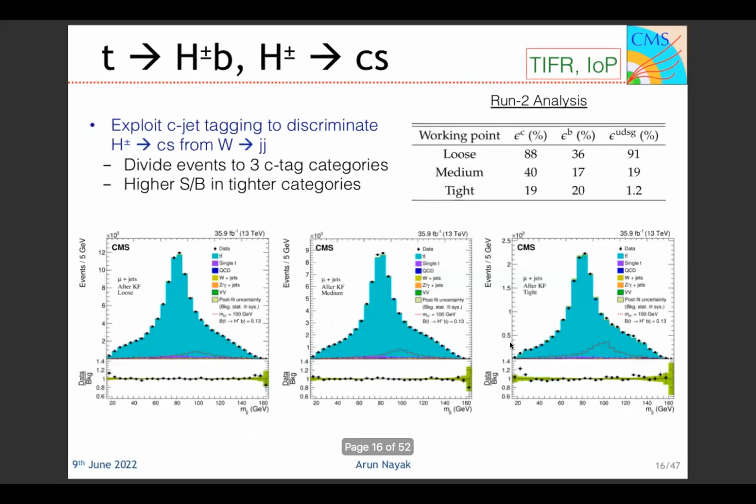And the same analysis was repeated with 2016 Run 2 data. In this case, there was an additional improvement. In Run 1, we didn't have the possibility to tag a CvsB. This was possible in Run 2. So the CvsB tagging algorithm was used to categorize events into 3 tag categories. We didn't throw away events, but just categorized them. So it improved the signal over background in tighter categories. As you go to tighter categories, you can see the enhanced signal in this category compared to the inclusive one.